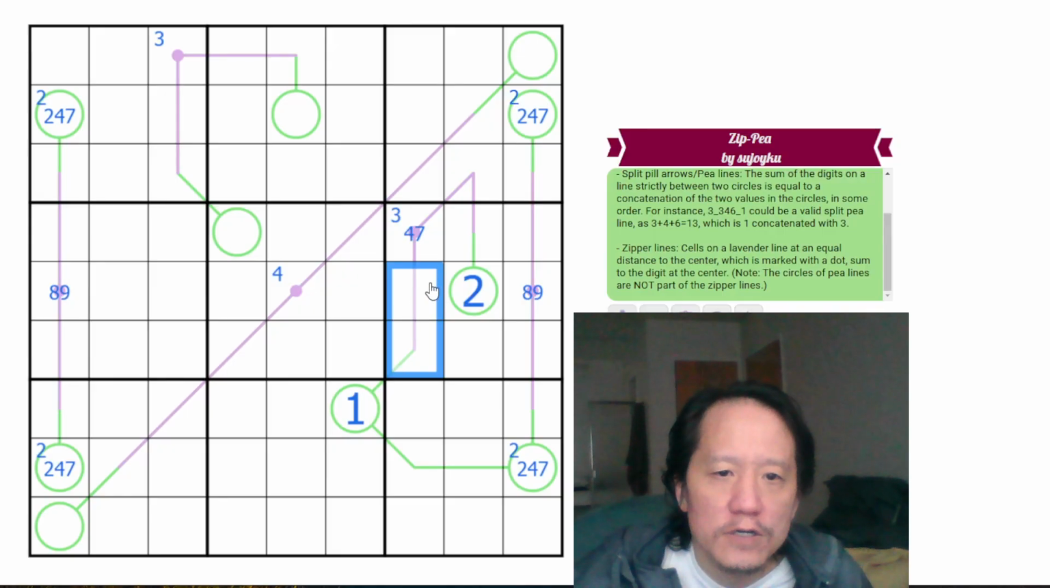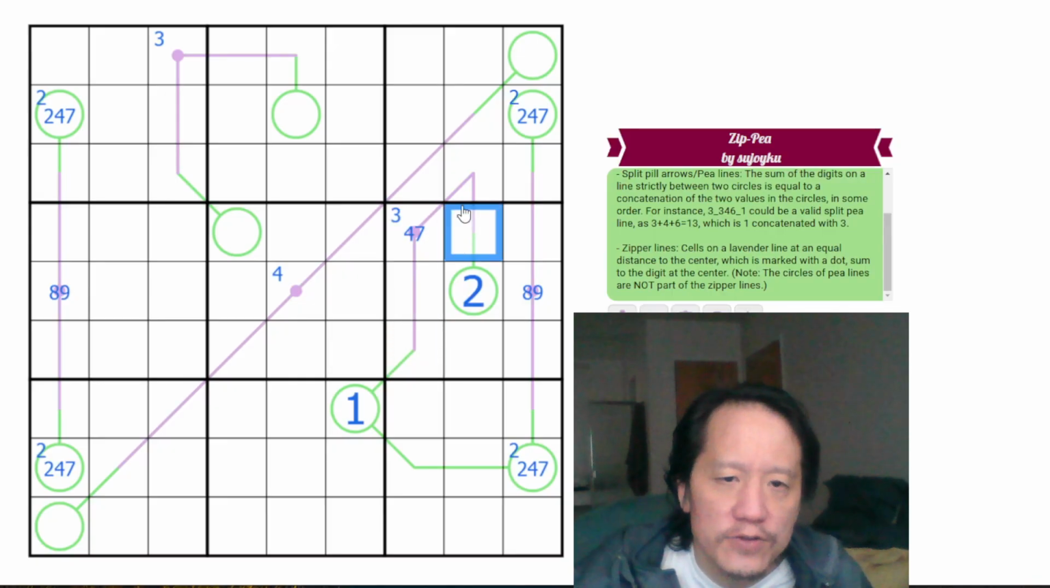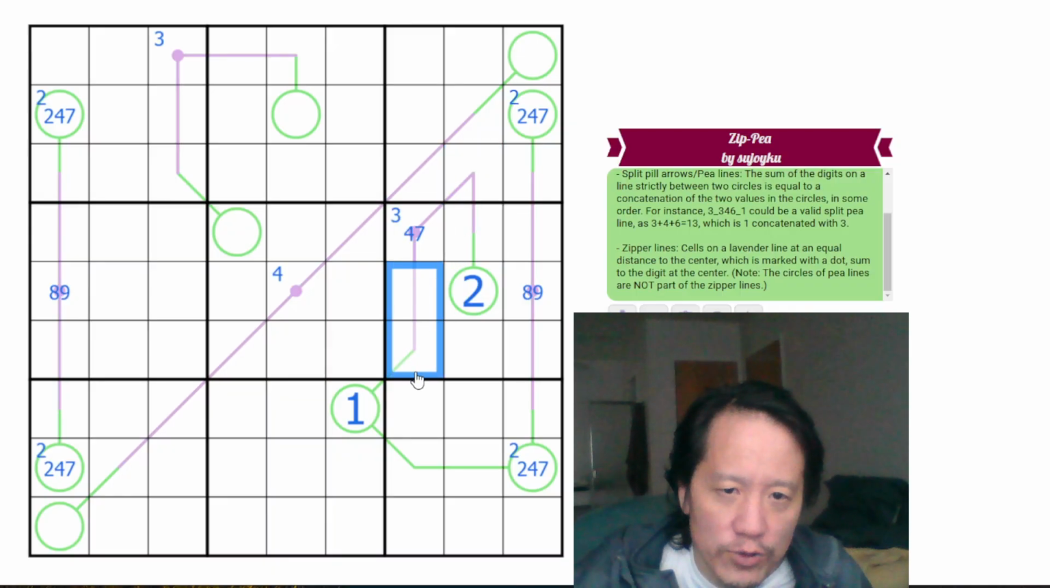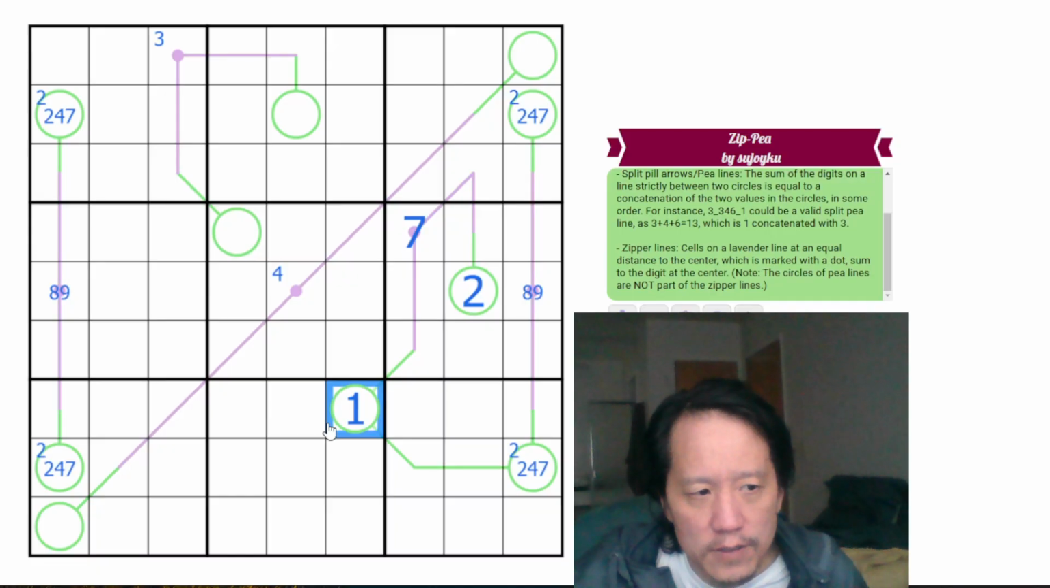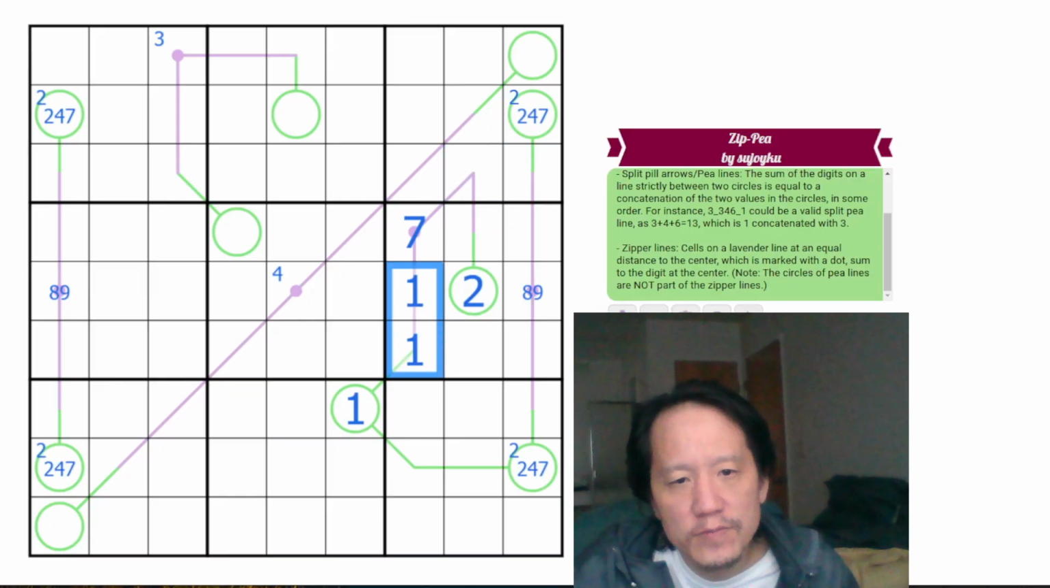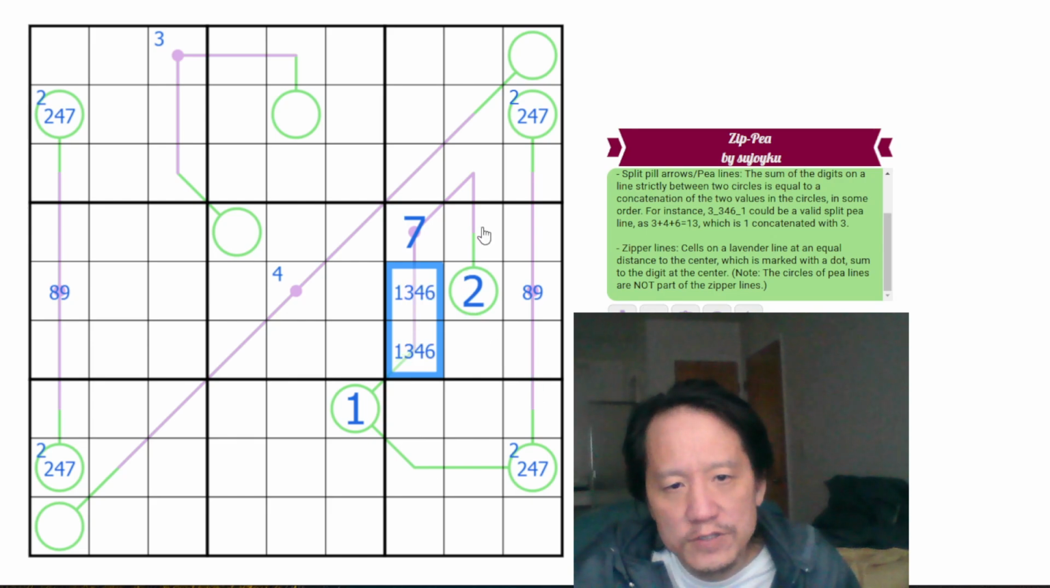If it was 12, this would have to be 4, 1, 3, and this would be 1, 3, but that's not possible because we would already have a 1, 3 here. That eliminates all possibilities here. So this has to be a 7. So it's 21. So these must add up to 7. There's obviously no 2 and 5. So we have 1, 3, we have 1, 3, 4, and 6. This is 1, 3, 4, and 6.